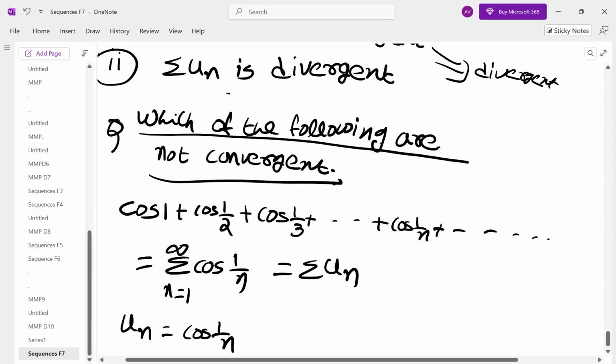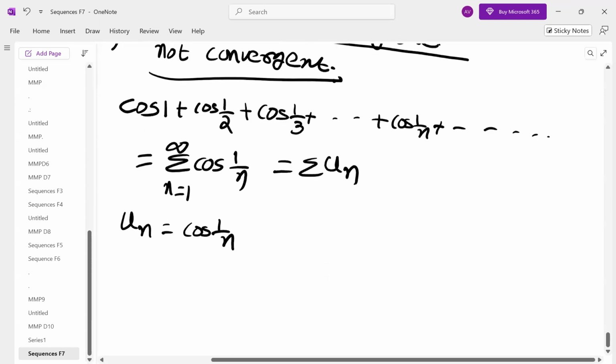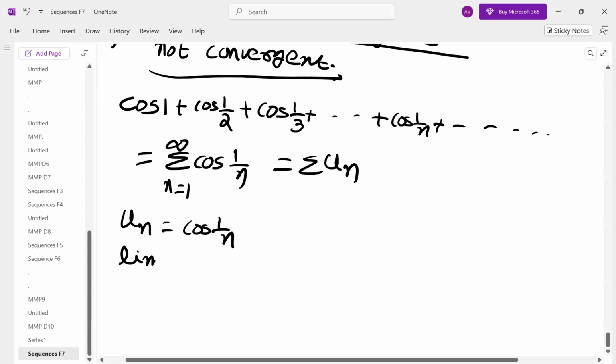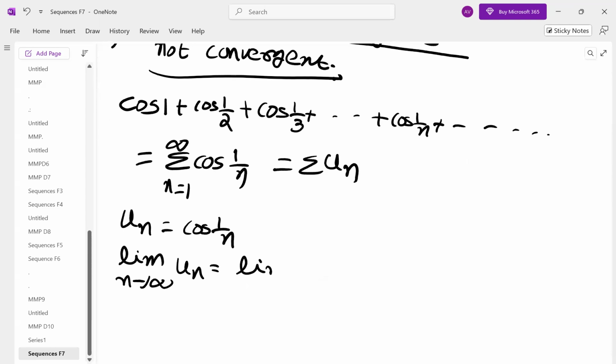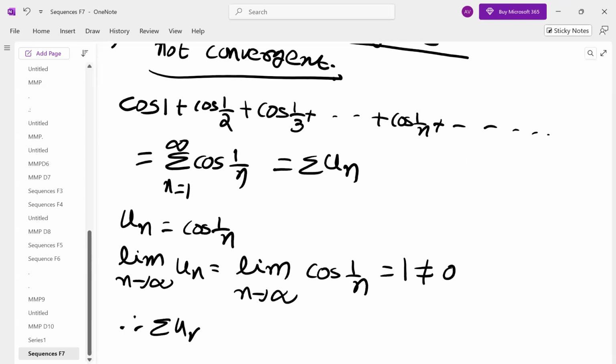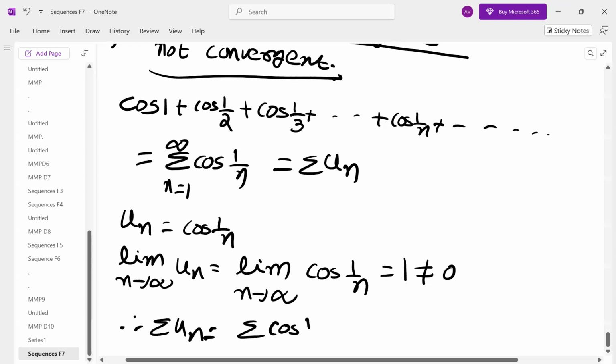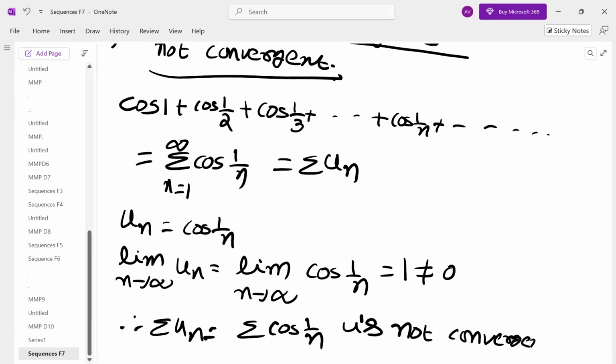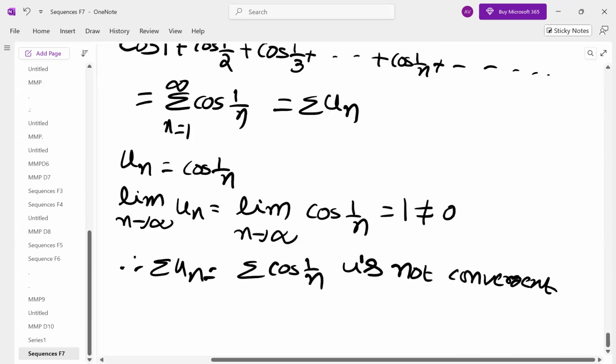What is limit un? We have to apply this test. Limit n tending to infinity of un, that is, limit n tending to infinity of cos 1 by n. As n tends to infinity, 1 by n will go to 0. Cos 0 is 1, which is not 0. Therefore, summation un is not convergent. Not only that, it is a positive term series. Therefore, you can conclude it is divergent also.